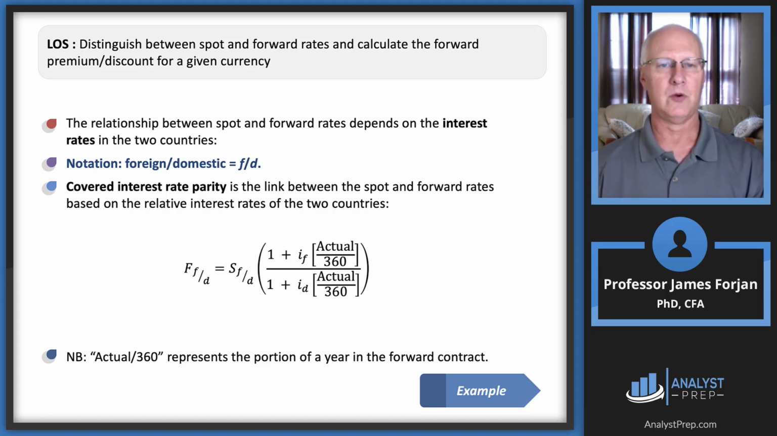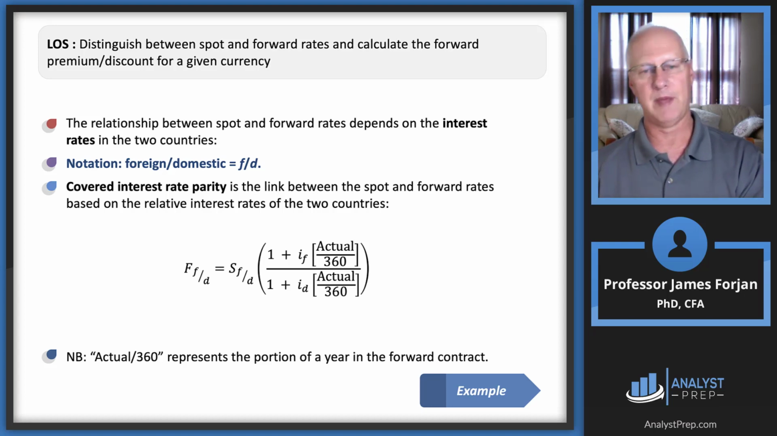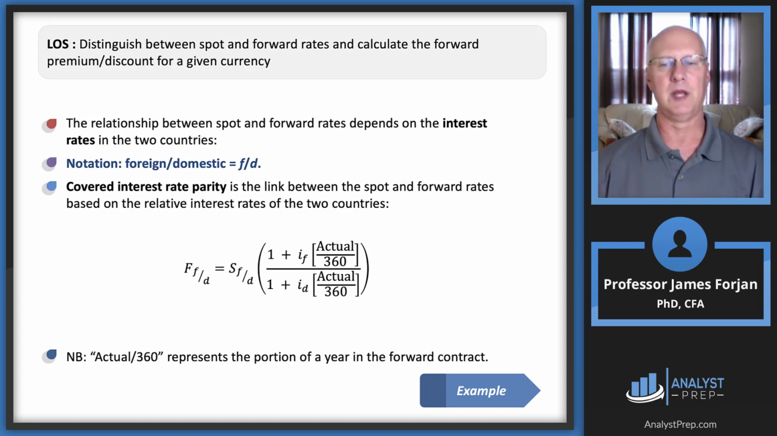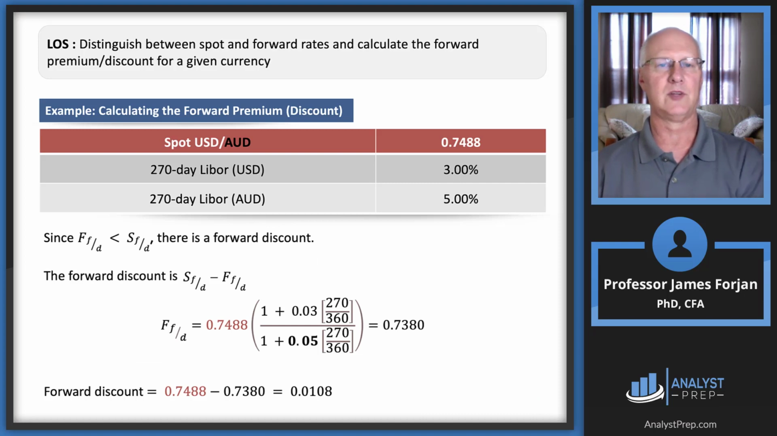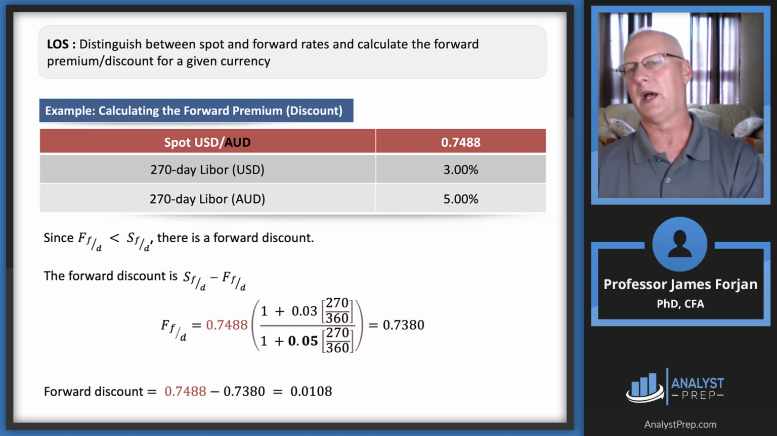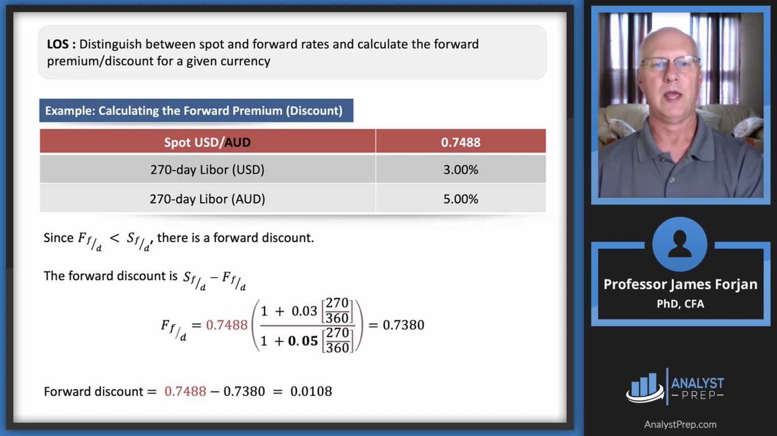One quick note about numerators and denominators here. Please be aware that the foreign currency is in the numerator, the domestic currency is in the denominator. So let's take a look at just a super quick example here. Let's suppose we have US dollars per Australian dollar, so that's about 75 cents, right? We have US rates 3%, we have Australian rates 5%.